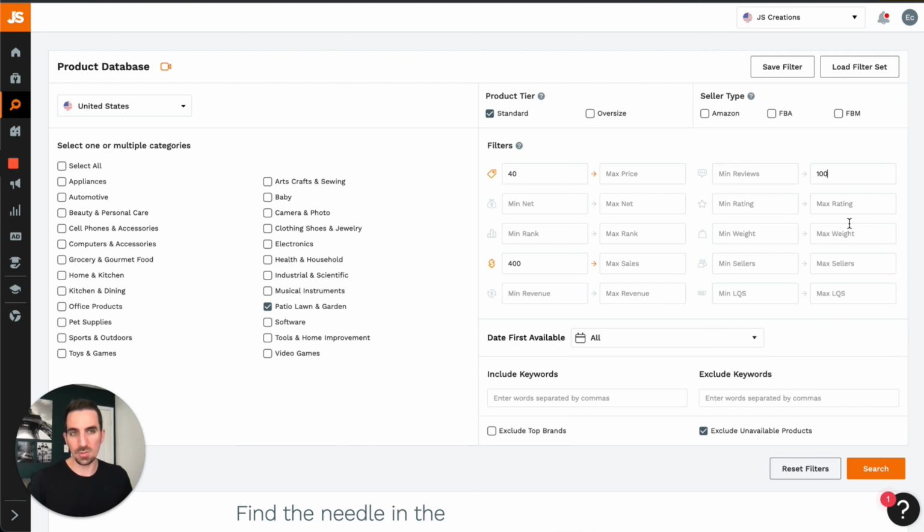The star rating as well, I don't mess with that too much, but if you really wanted to find good quality products that are popular, of course you could put in a minimum rating of something like a 4.5 or something like that. I'm going to leave it blank though.